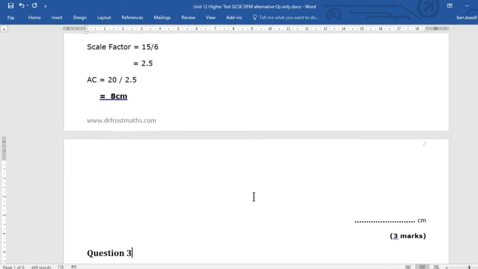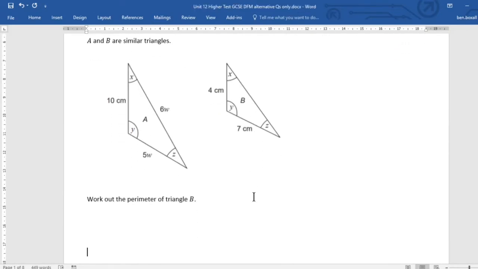Alright. 3 marks. This question is a bit tricky. It's a development of the previous 2 questions with a little bit of algebra thrown in. You've got two similar triangles again. They've got the angles labelled x, y and z in both triangles, and we don't really need to worry about that because those two sets of angles are exactly the same size, and they're in the same places, so that's helping us match up the corresponding sides of the shape.